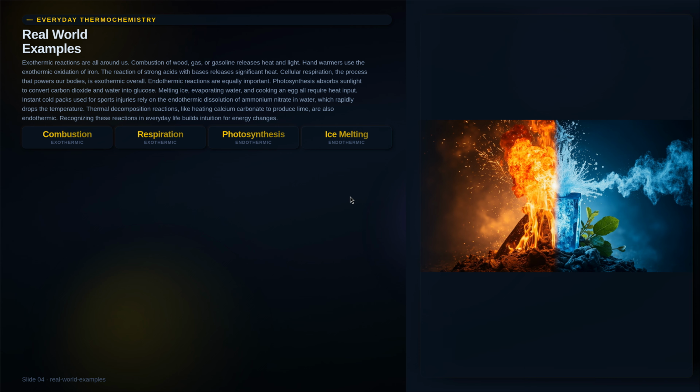Endothermic reactions are equally important. Photosynthesis absorbs sunlight to convert carbon dioxide and water into glucose. Melting ice, evaporating water, and cooking an egg all require heat input. Instant cold packs used for sports injuries rely on the endothermic dissolution of ammonium nitrate in water, which rapidly drops the temperature. Thermal decomposition reactions, like heating calcium carbonate to produce lime, are also endothermic. Recognizing these reactions in everyday life builds intuition for energy changes.